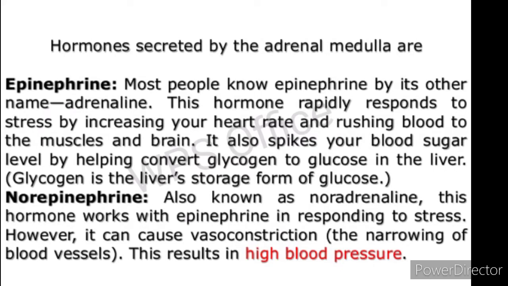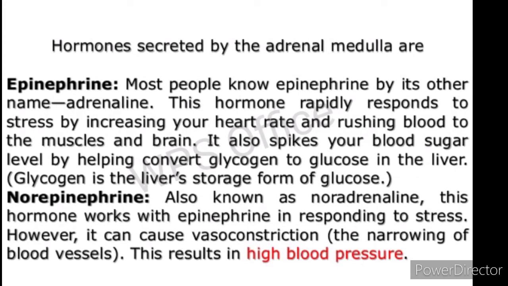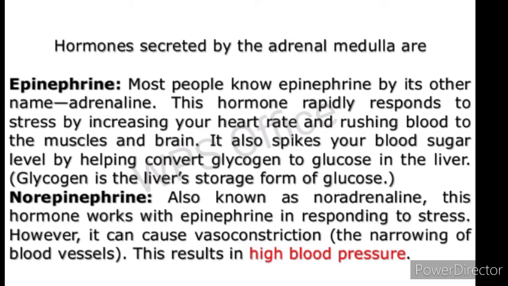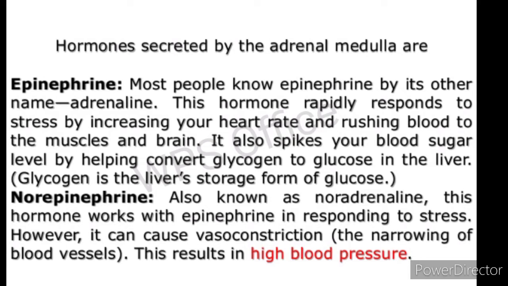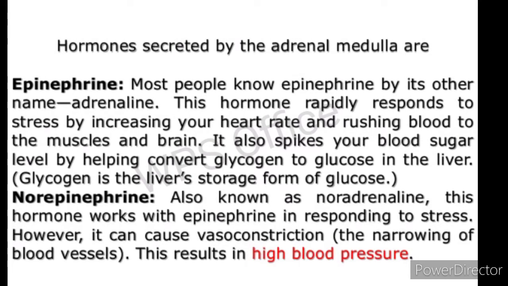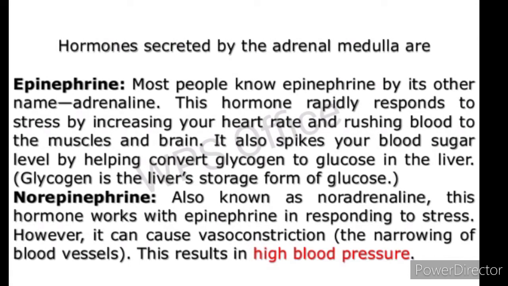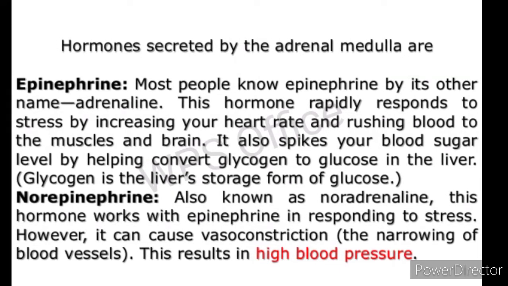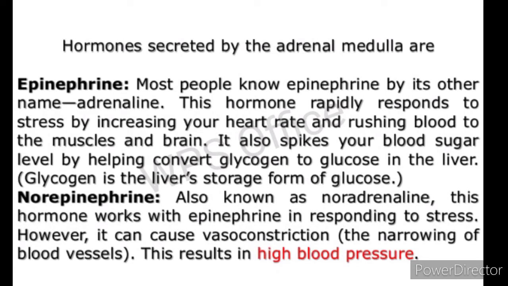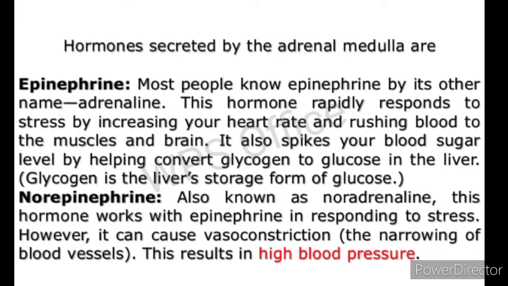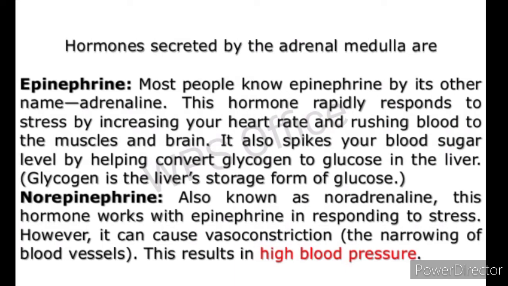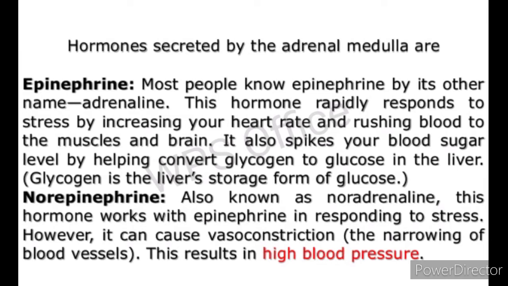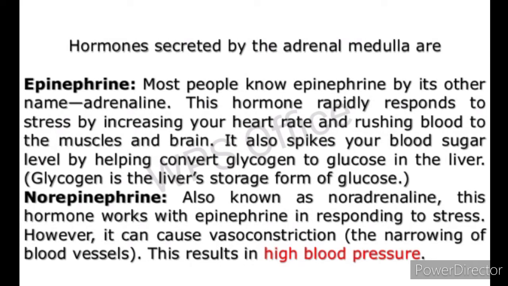Next part is the adrenal medulla. The adrenal medulla secretes two types of hormone, epinephrine and norepinephrine. Epinephrine is also known as adrenaline. It is responsible for the rapid response to stress by increasing the heart rate and rushing blood to the muscles and brain. It also spikes our blood sugar level by helping to convert glycogen to glucose in the liver.